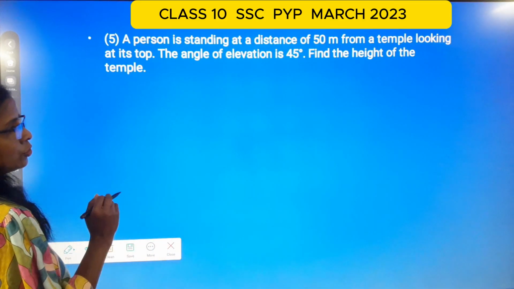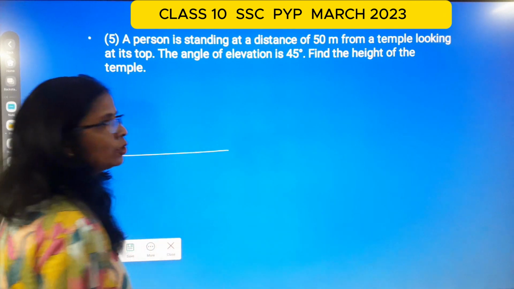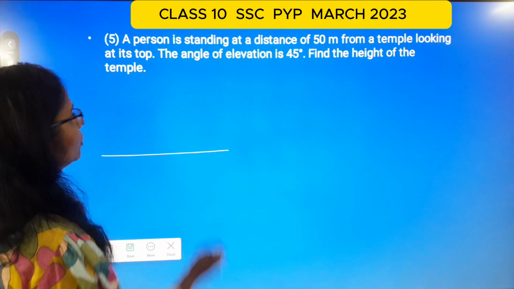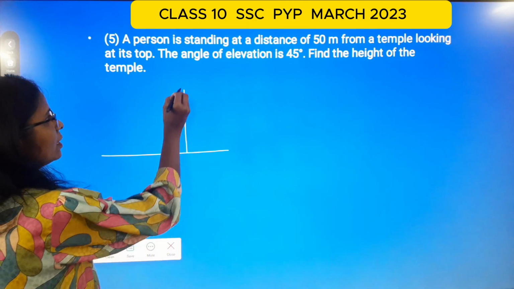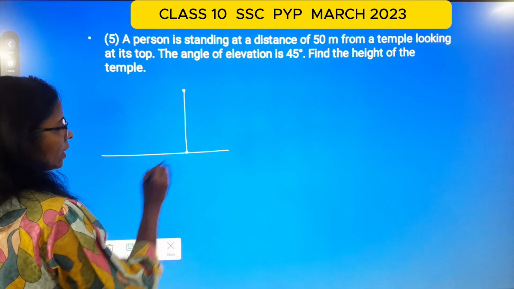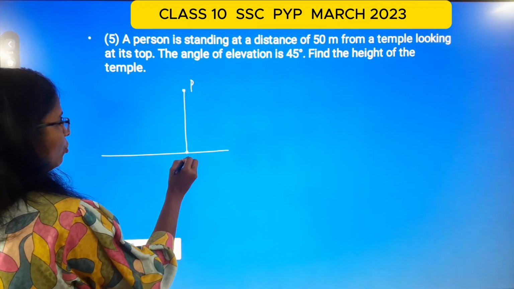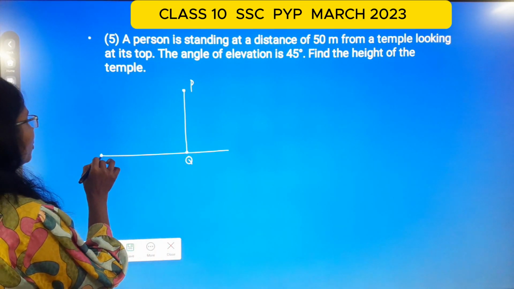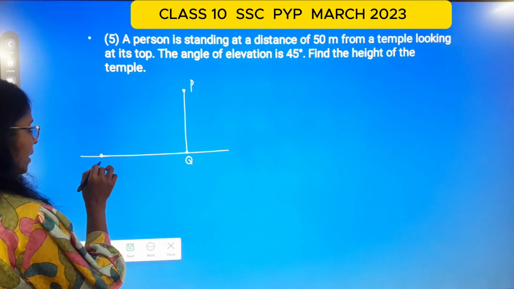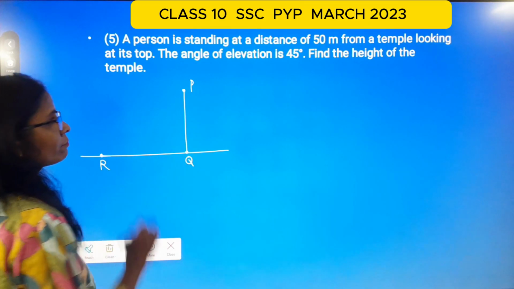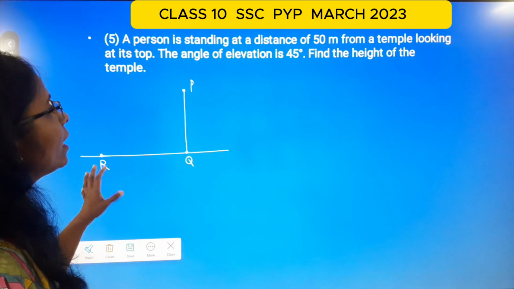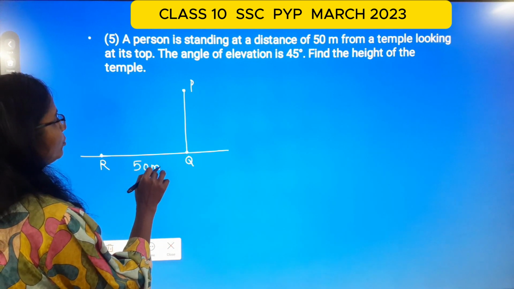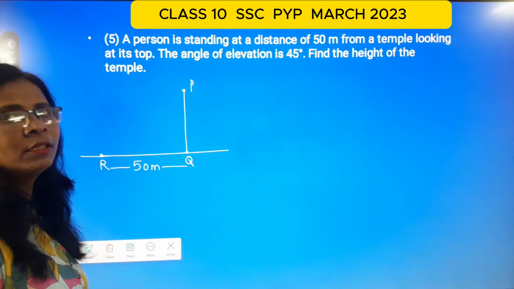So now first I draw the figure. This is a horizontal line and on this horizontal line there is a temple. Okay, there is a temple. Suppose this is the height of the temple. Now call it as PQ. And then there is a person. Suppose this person is standing here. R is the person. R is the person standing at a distance of 50 meters from a temple. That is the distance from the observer to the base of the temple.